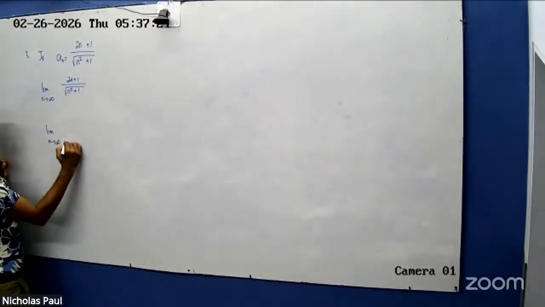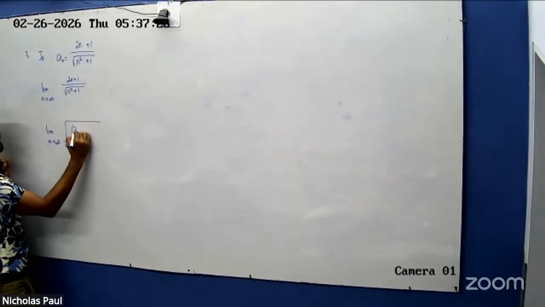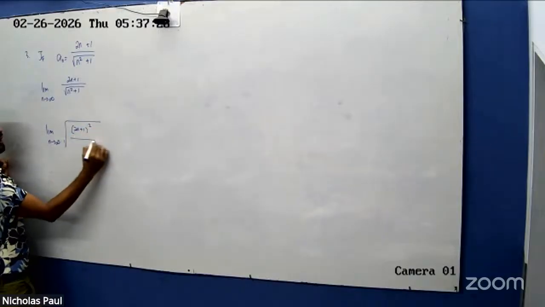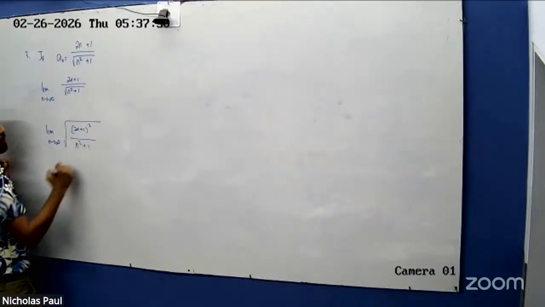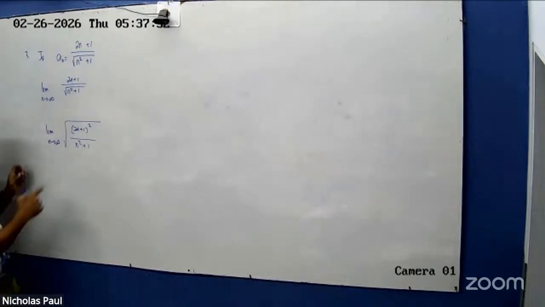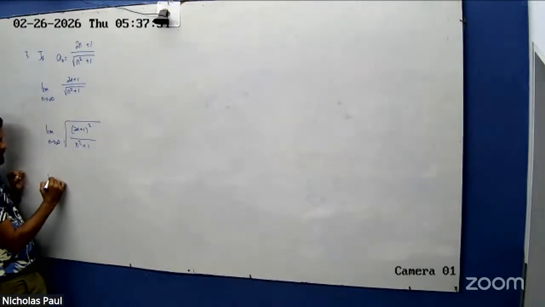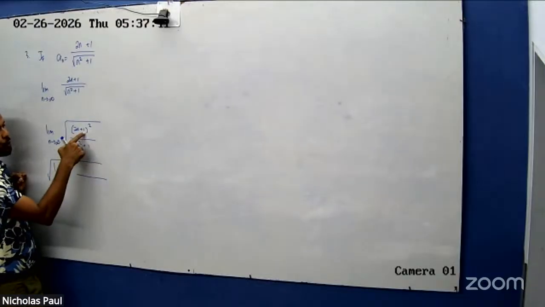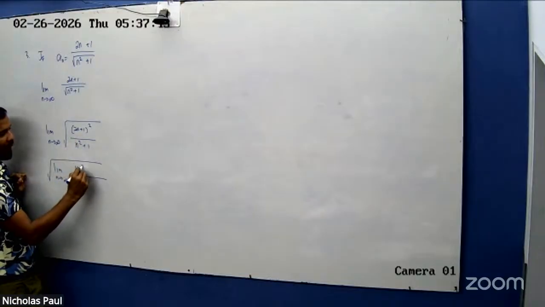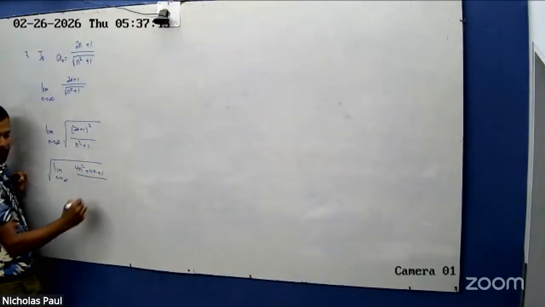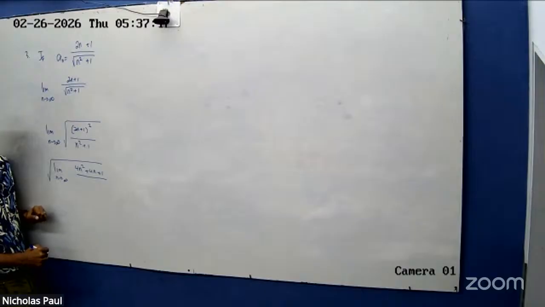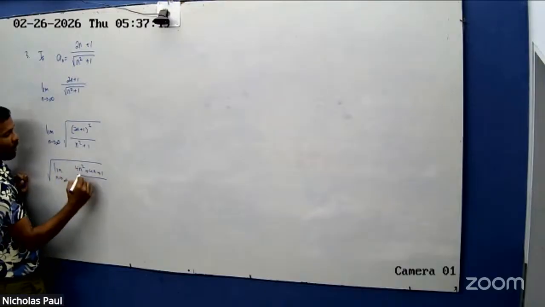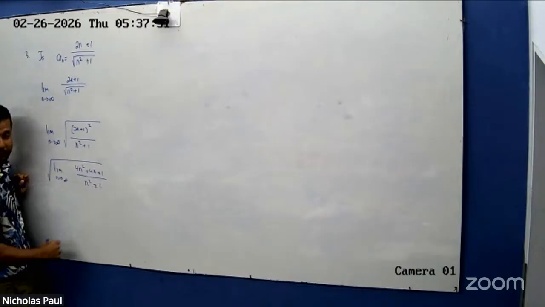Right, so your first step is to pull the root outside. So that'll be 2n plus 1 squared over n squared plus 1. Right? That's the first step. Next, you pull the square root outside the limits. And then you simplify in here. 2n plus 1 squared is 4n squared plus 4n plus 1, all over n squared plus 1.